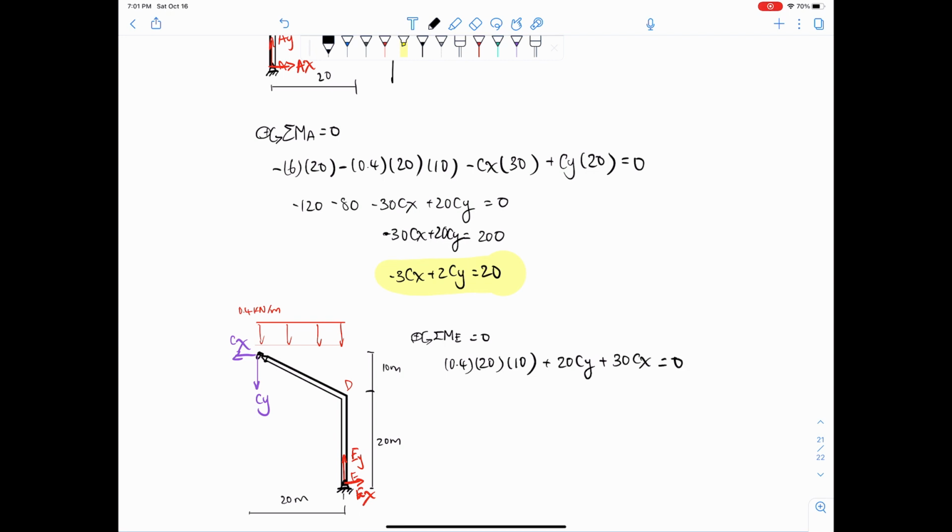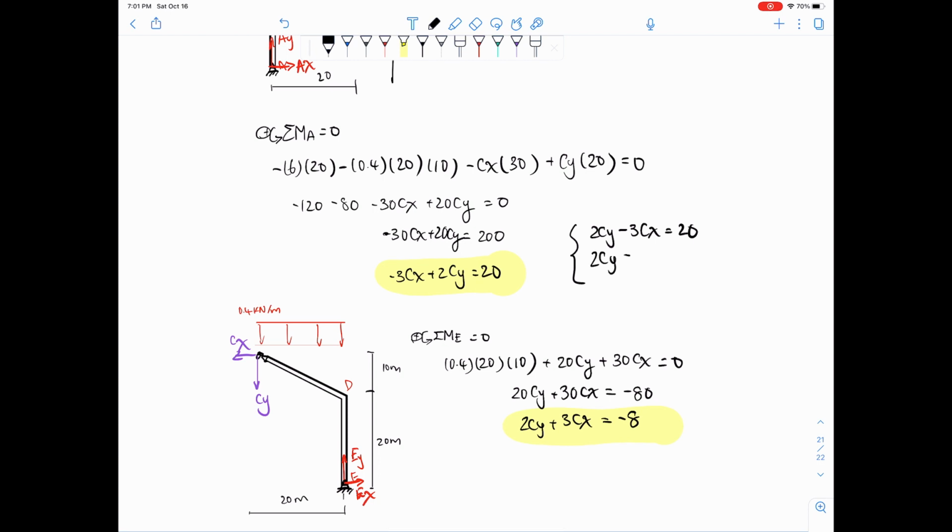So once we have that, we can just do 20cy plus 30cx equals negative 80. Move this to the other side. So 2cy plus 3cx equals negative 8, simplifying here, all right? Once we have these two equations, we can just solve that. So let me just rearrange these two equations: 2cy minus 3cx equals 20, and the second equation is 2cy plus 3cx equals negative 8.